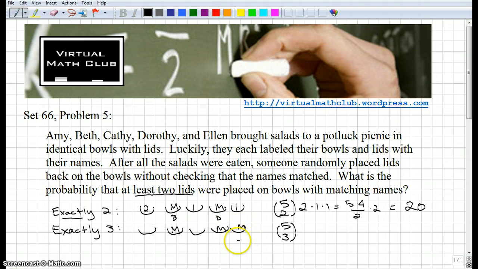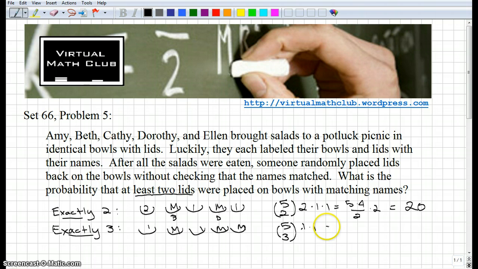this one matches. Okay, so then we have just 2 bowls left, and we've got to place them so that they don't match. If this is Amy and Kathy, then we can't put Amy's lid on Amy's bowl because we want only exactly 2 to match. So we have to put Kathy's lid on Amy's bowl and Amy's lid on Kathy's bowl. So there's really no choice for how to place the remaining lids on the remaining bowls because they can't match. Alright, so it's just going to be one choice here and one choice here.